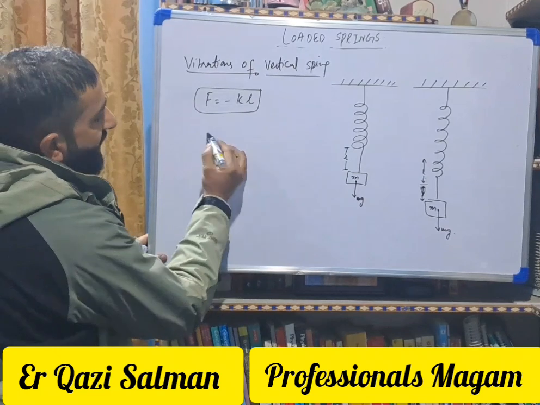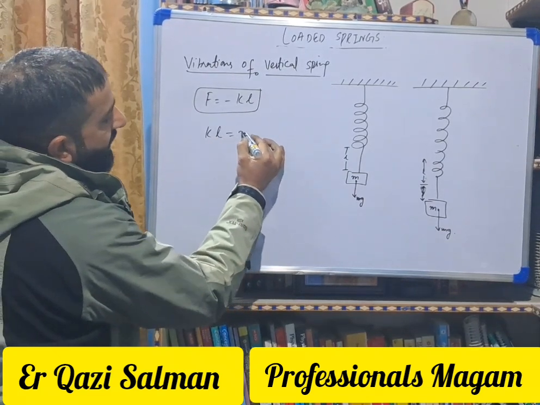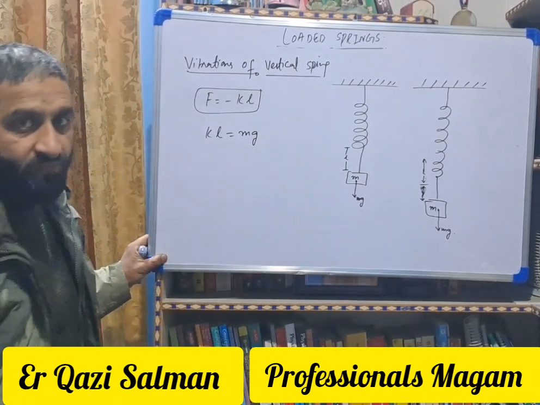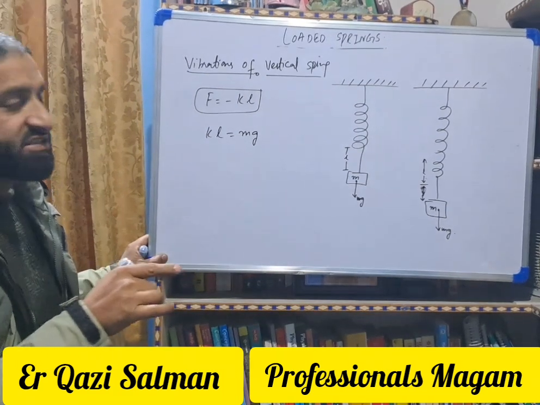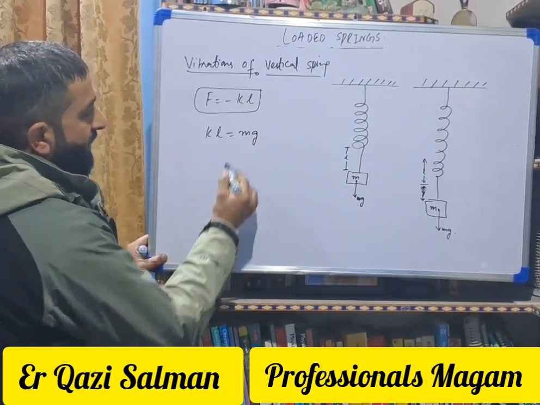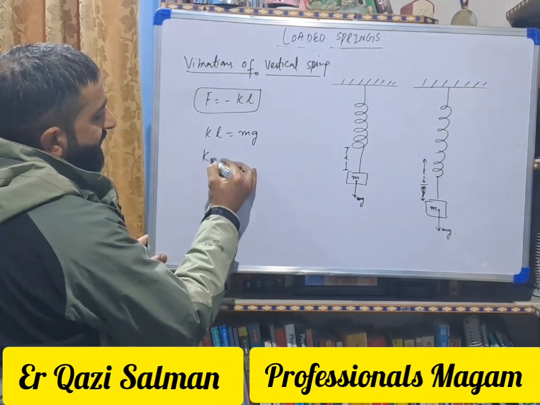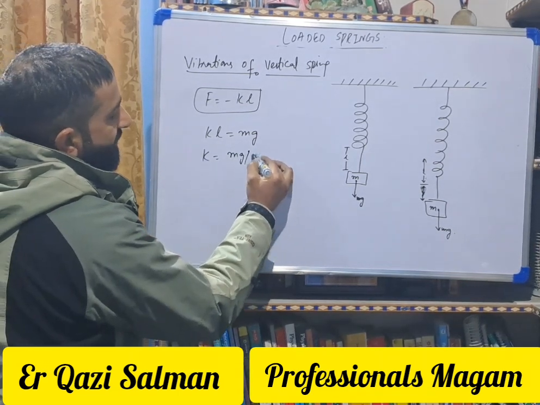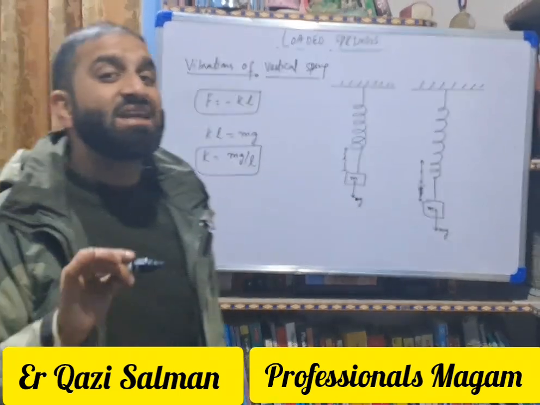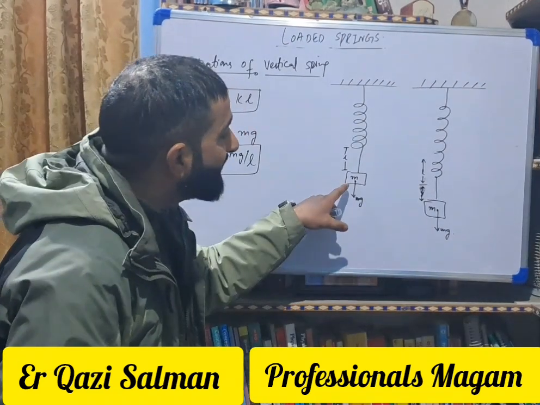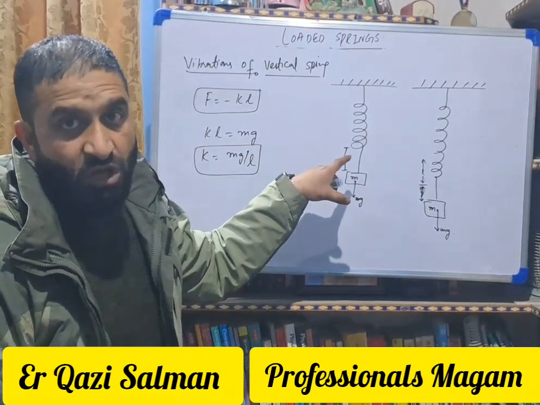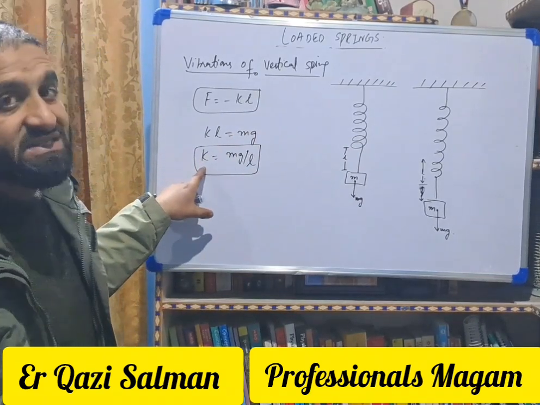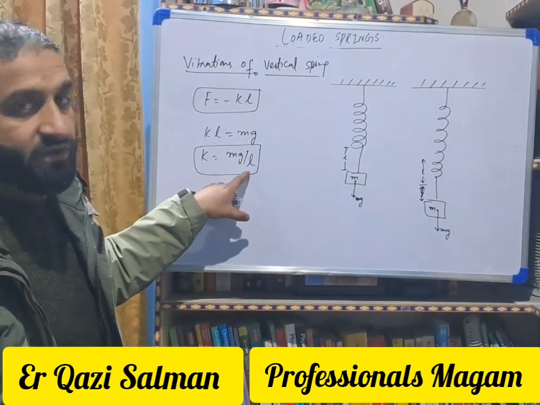Now, taking the magnitude only, KL should be equal to mg, as those are opposite, but their magnitude is the same. So KL will be equal to mg. From that, the spring constant will be equal to mg divided by L. But it should be borne in mind that it doesn't oscillate. It extends by a length of L. From that, we calculate the spring factor: K is equal to mg divided by L.